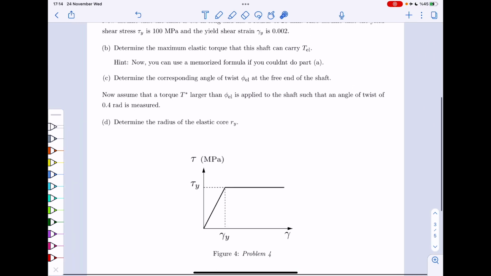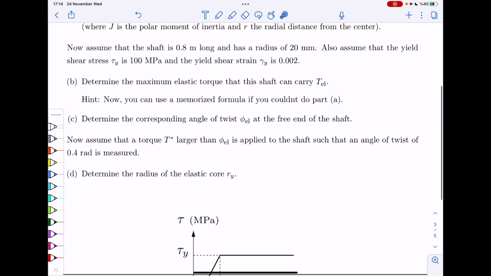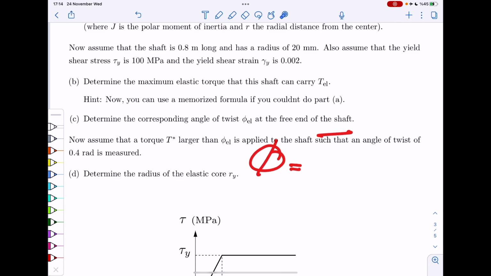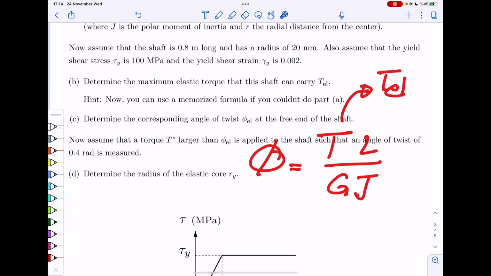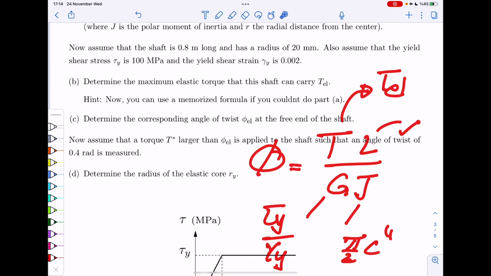And then in the third part of the question, you are asked to calculate the angle of twist under that maximum elastic torque. So the angle of twist, you remember, it's simply TL over GJ. Now, T would be that T elastic that we just discussed. G is exactly this tau y divided by gamma y that we just discussed. And J, you know, it's pi over 2 c to the power 4, and length is given. So you can also calculate that maximum angle under elastic torsion, which would be 0.08 radian.